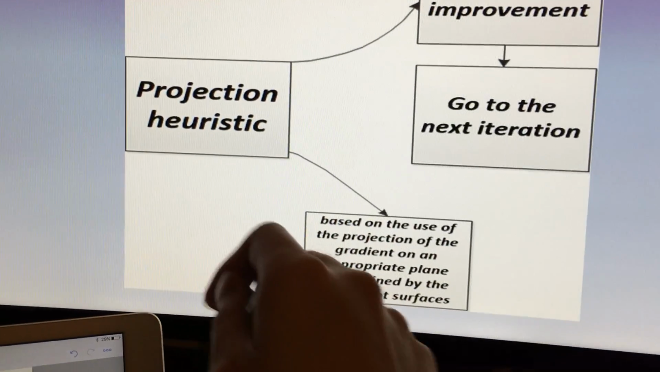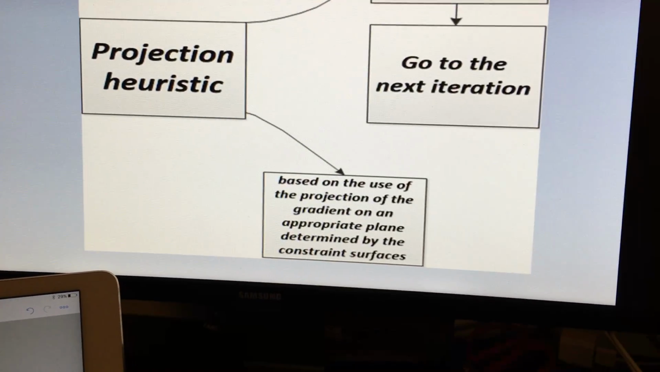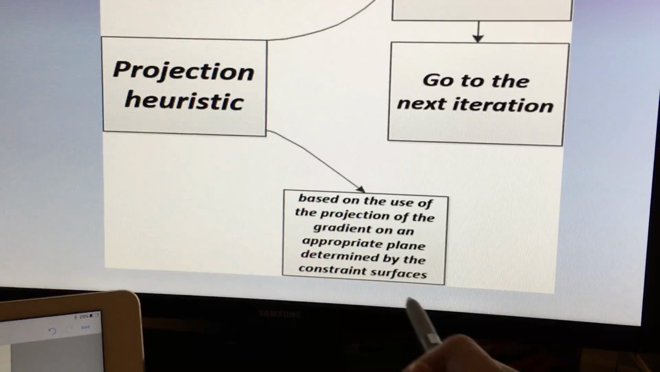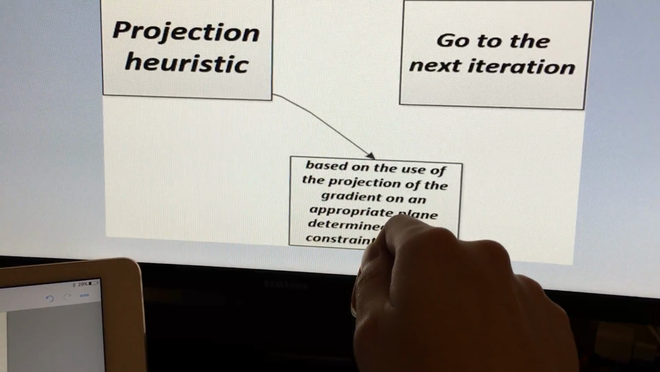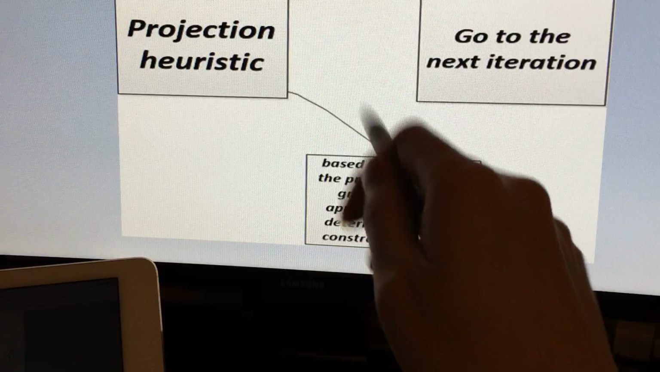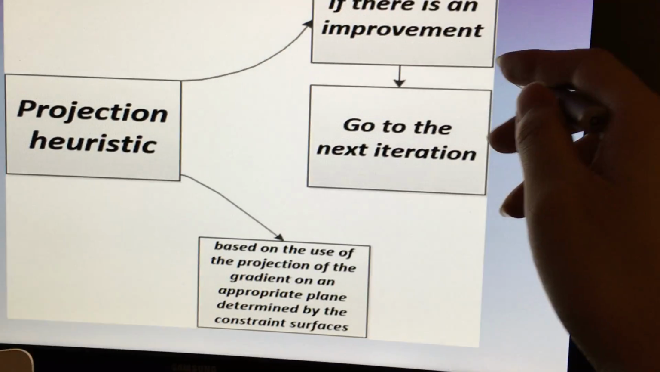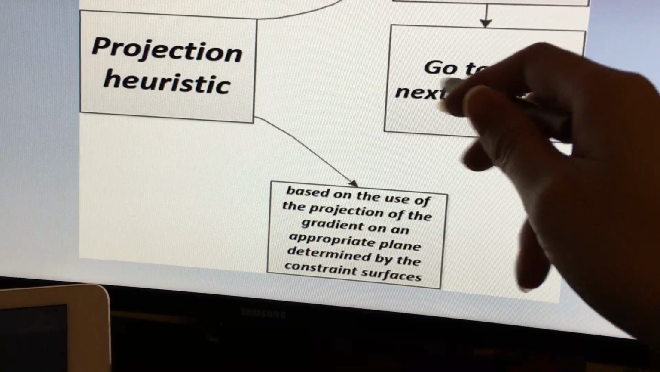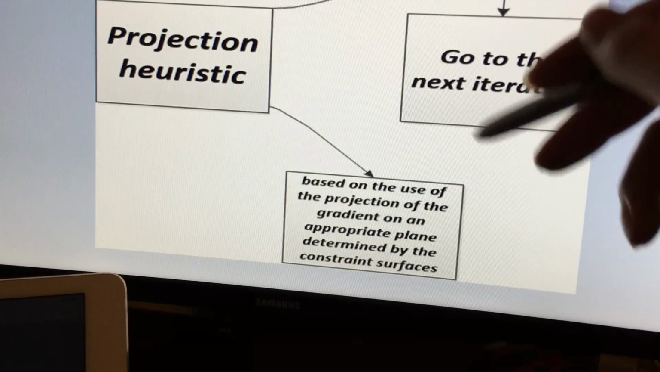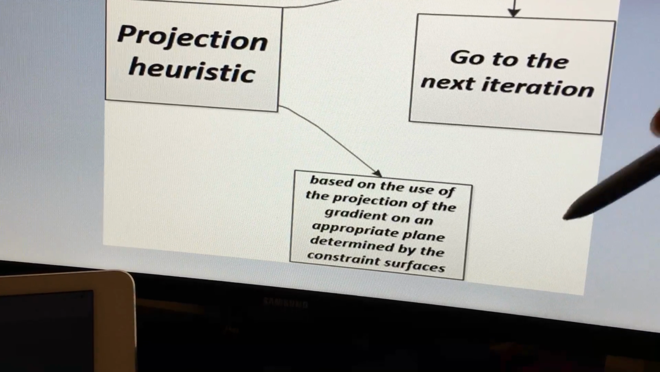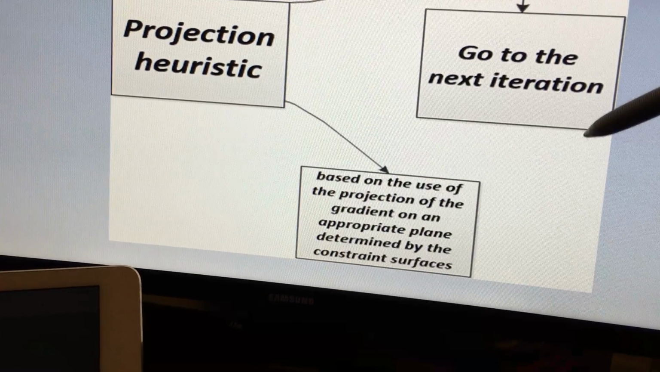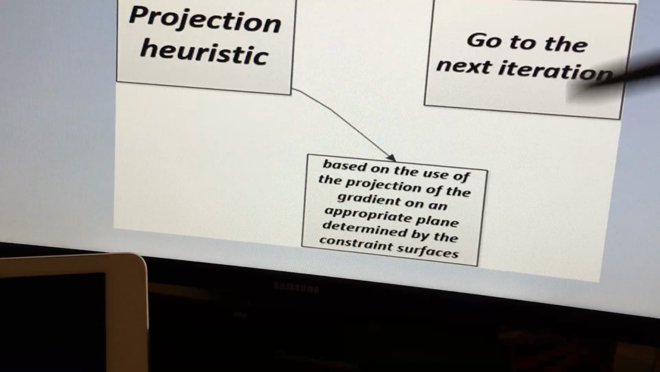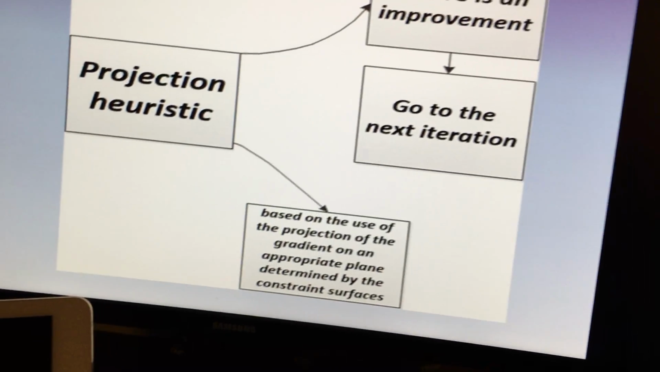So the projection heuristic is based on the use of the projection of the gradients on an appropriate plane determined by the constraint surface. This is its theory or algorithm. And then if there's an improvement from our first trial, we can go to the next iteration until there's no improvement on that step. If we reach that step, we just finish our work because we've already reached our optimal solution.